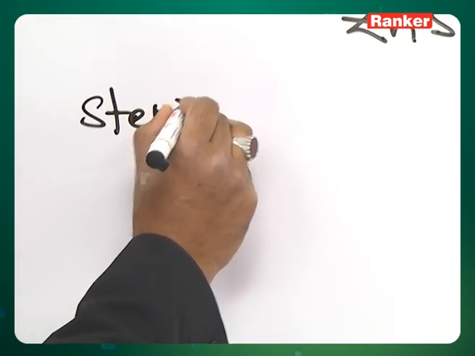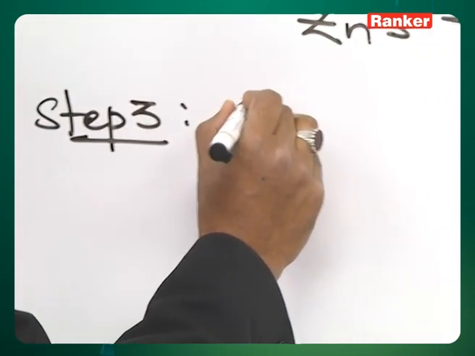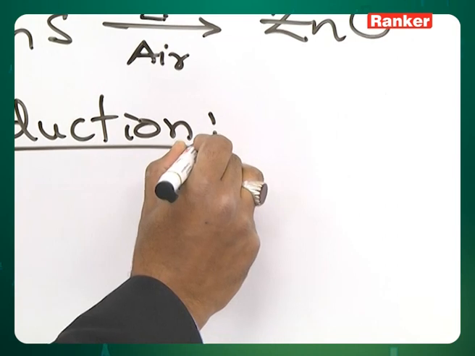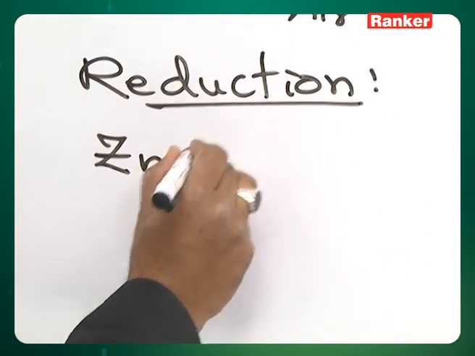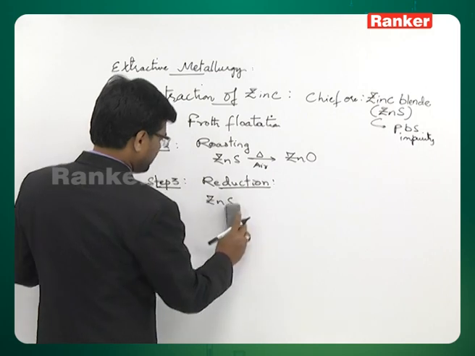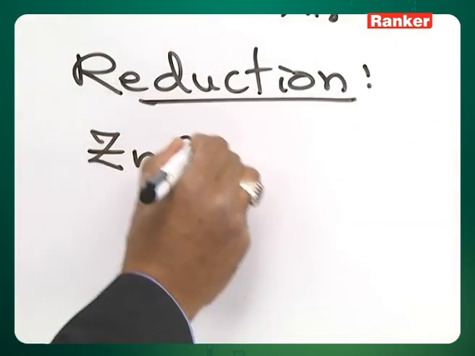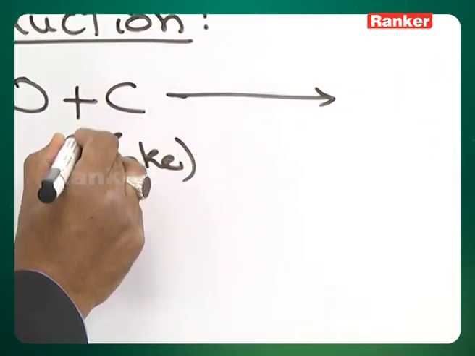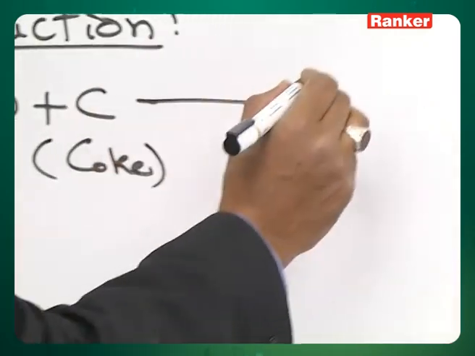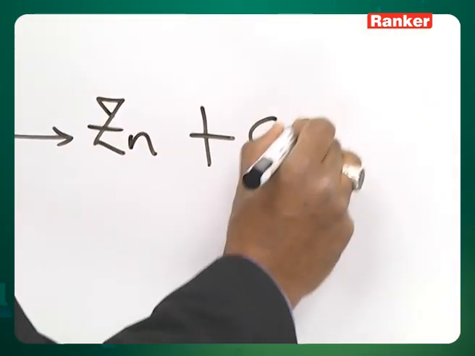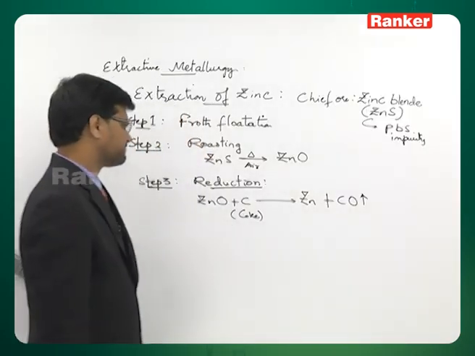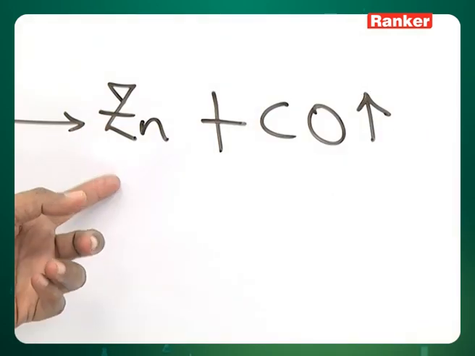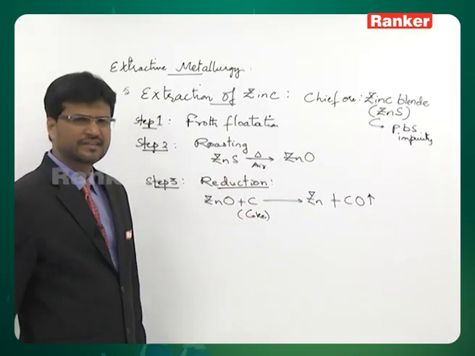Now, step 3. Step 3 is reduction. We do carbon reduction. We have ZnO now with us. This is heated with coke. Then this becomes Zn, carbon monoxide is evolved. This burns with a blue flame at the mouth of the condenser. Zinc will distill out and will be collected in the condenser.